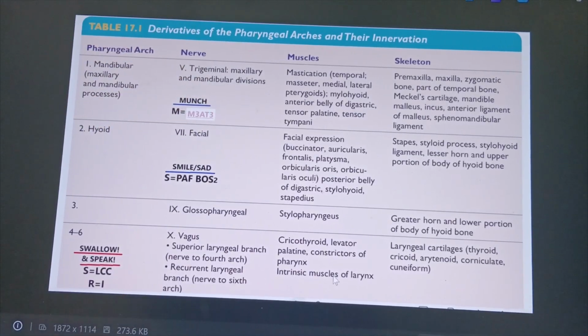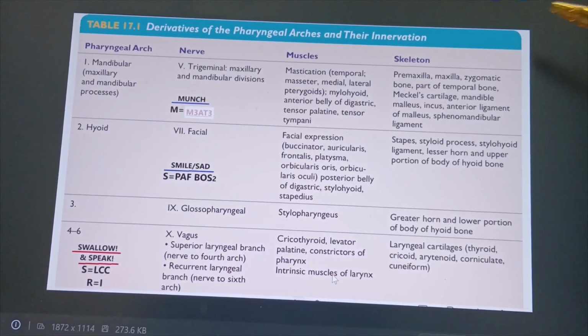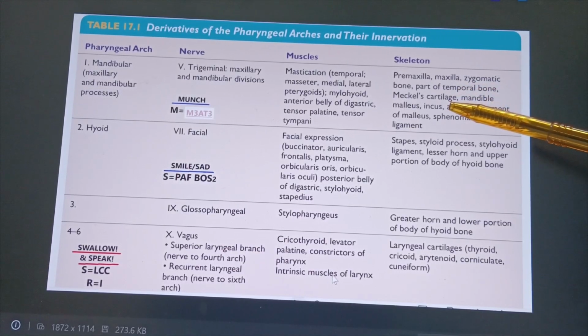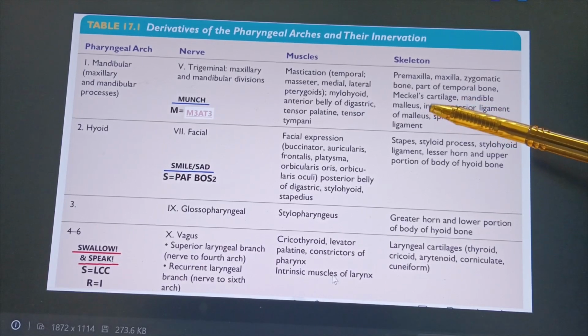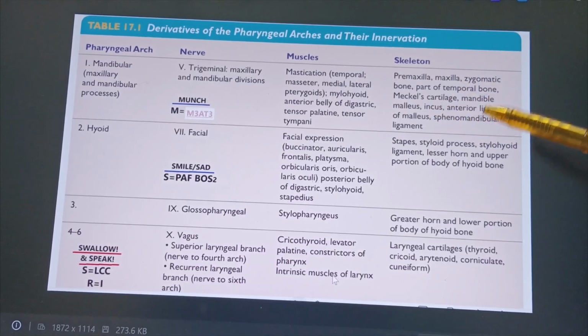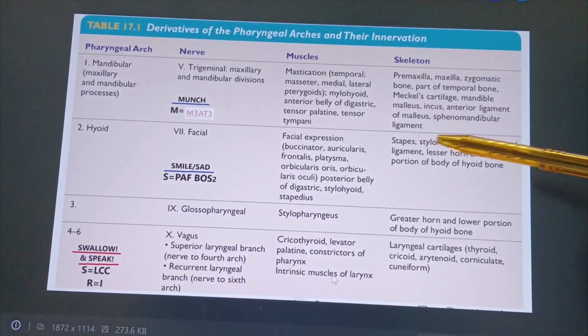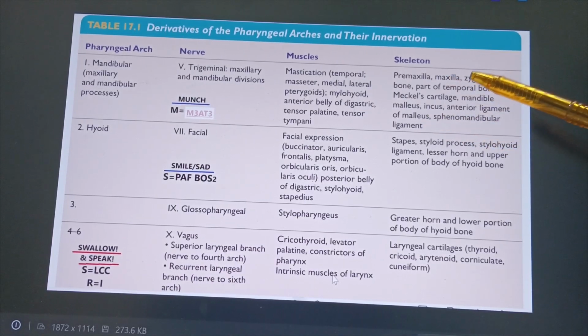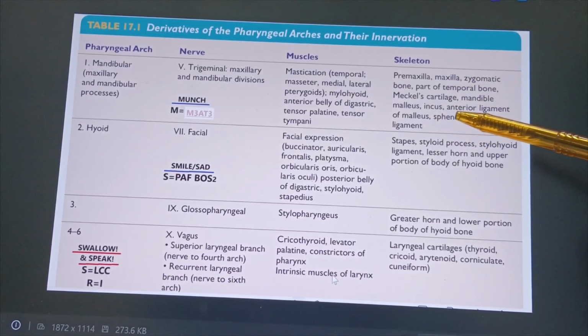Now see what skeletal structures are being formed via this arch. The maxilla, the zygomatic bone, the squamous part of the temporal bone, the Meckel's cartilage that will become the mandible, the two small middle ear bones, the malleus and the incus, and the ligaments, the anterior ligament of the malleus and the sphenomandibular ligament. So we see so many bones and two ligaments being formed by the mandibular arch.